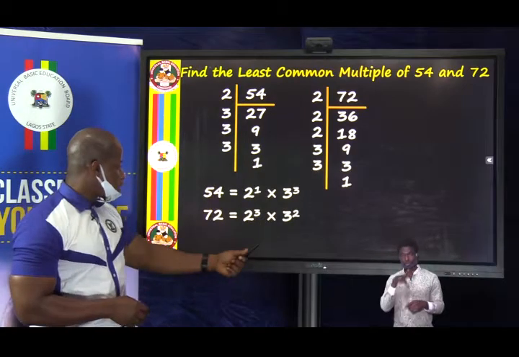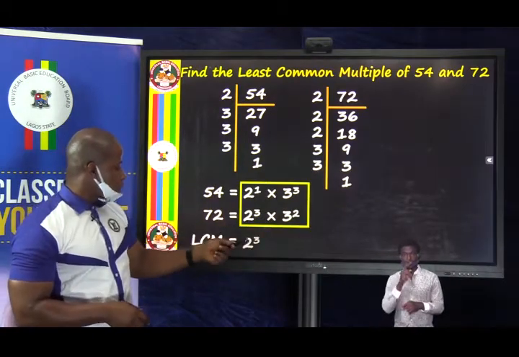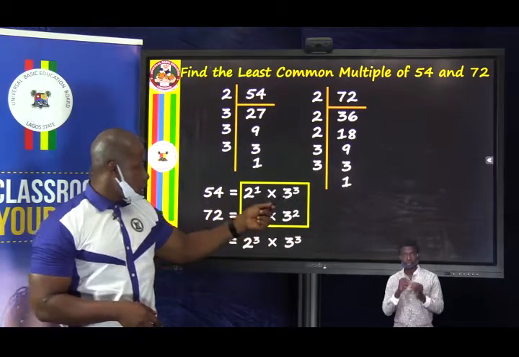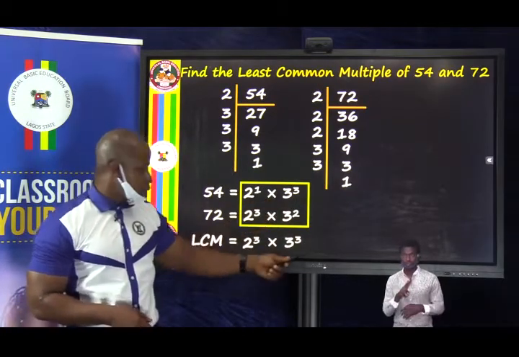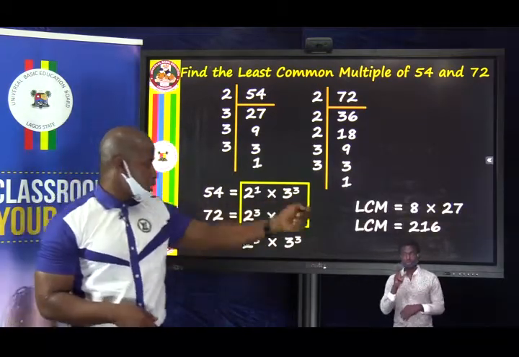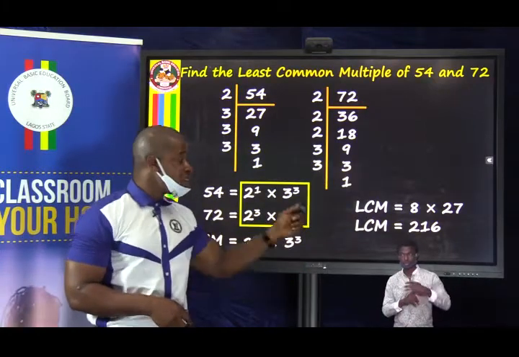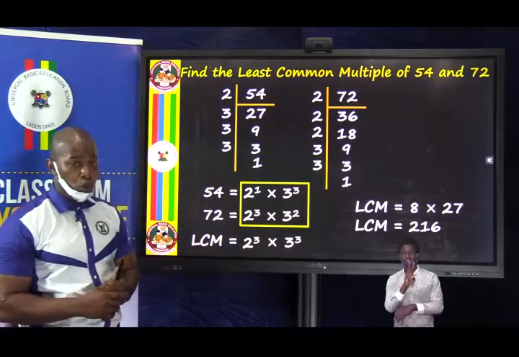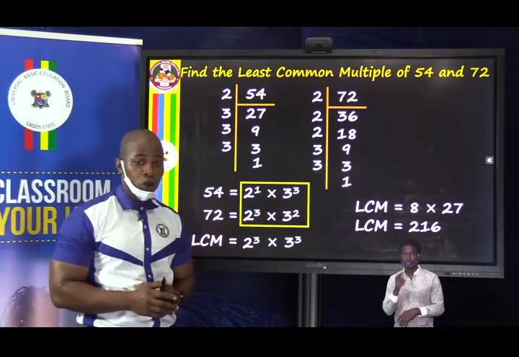And now to find the LCM, we take the 2 with the highest power, which is 2 with the power of 3, and the 3 with the highest power, which is 3 with the power of 3. Now 2 with the power of 3 is 8, and 3 with the power of 3 is 27. 8 times 27 is 216. I'm sure you got that right.